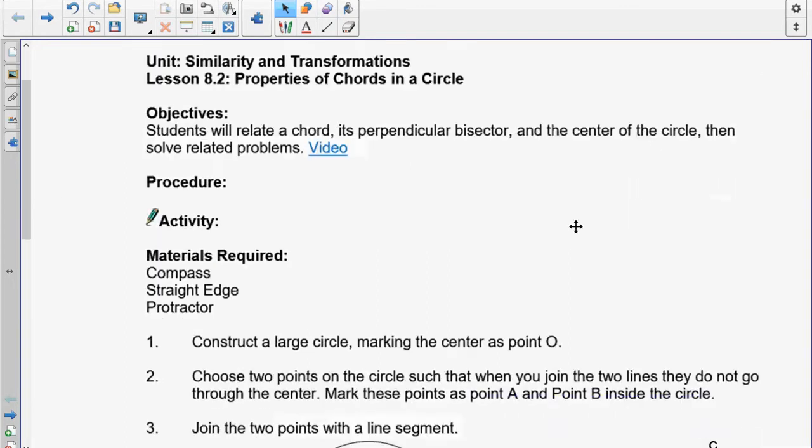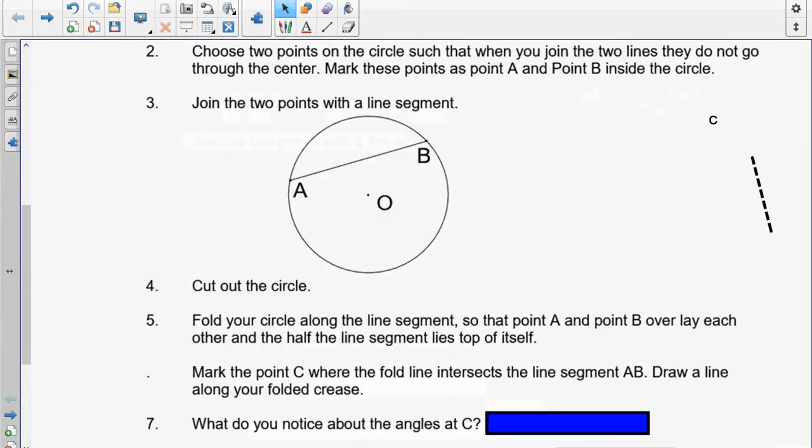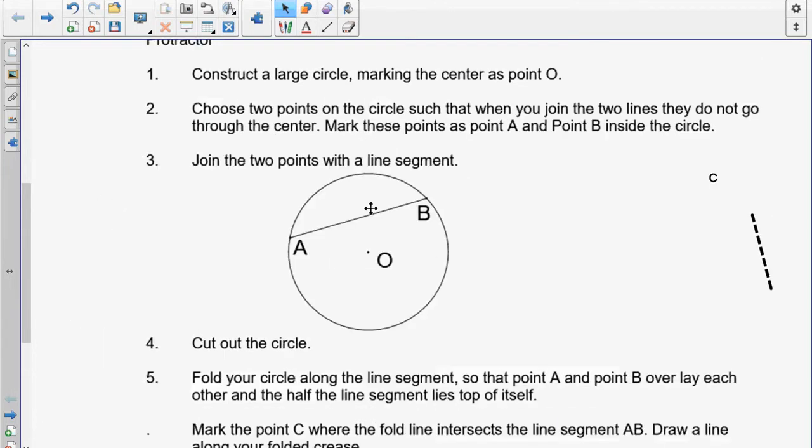So I know the first page you've got right now has a whole bunch of stuff here, and it says take another piece of paper and do some folding. I'm not going to have you do that. Rather than have you do all that, I'm just going to show you. We're going to use this little circle here and you can copy onto it what I do. It says construct a large circle marking the center O.